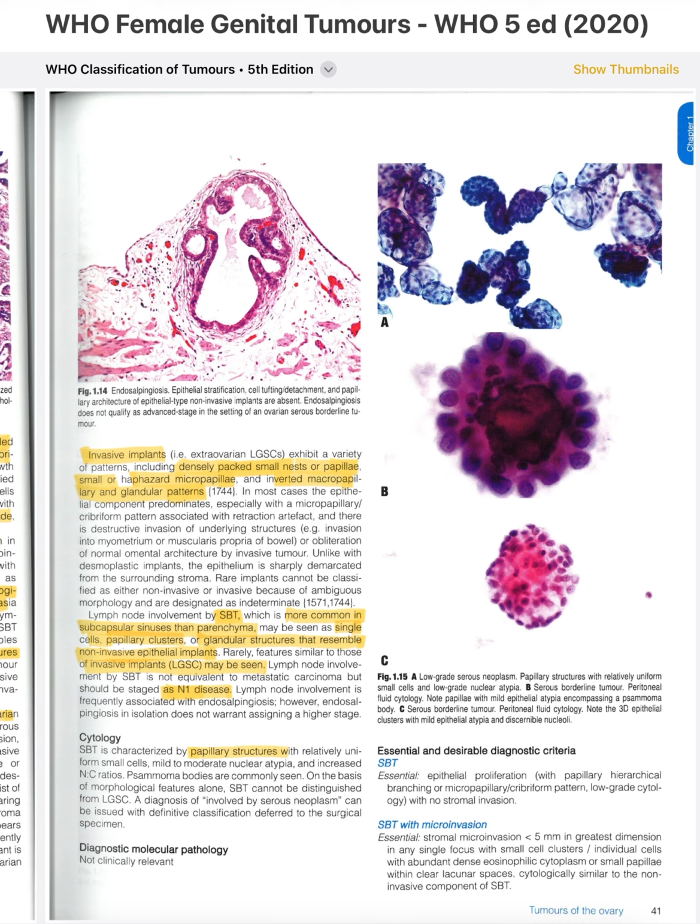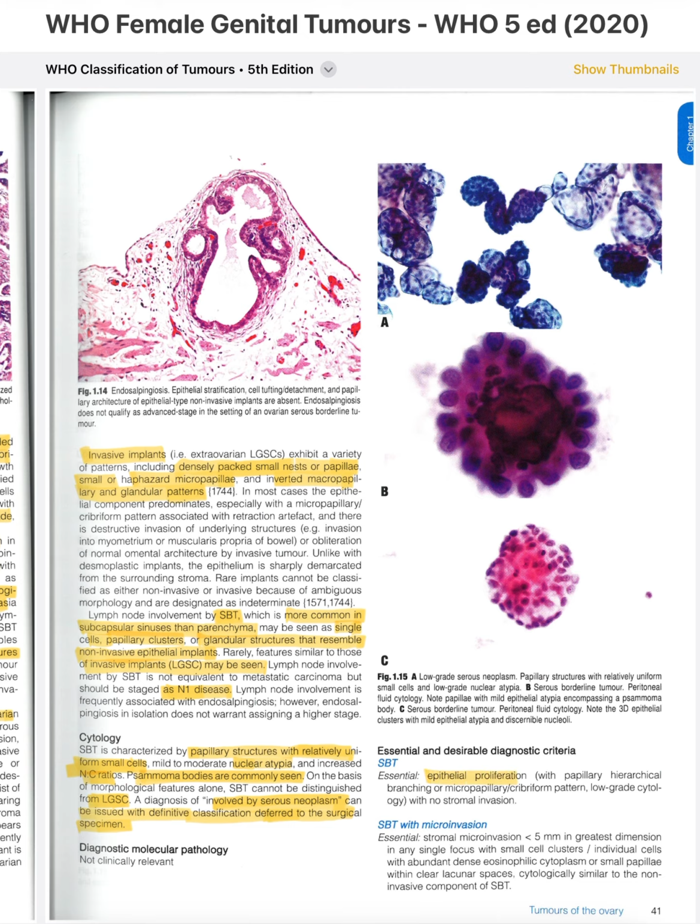If we talk about cytology, there will be papillary structures with relatively uniform small cells, mild to moderate nuclear atypia, and increased NC ratio. Psammoma bodies will be commonly seen, and on the basis of morphological features alone, the serous borderline tumor cannot be distinguished from low grade serous carcinoma. A diagnosis of involved by serous neoplasm can be issued, with definitive classification deferred to the surgical specimen. We can advise histopathological examination for confirmation.